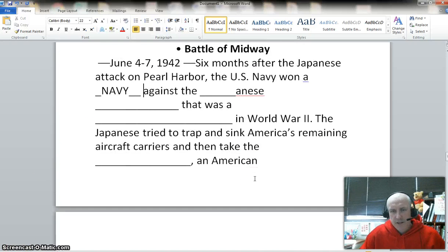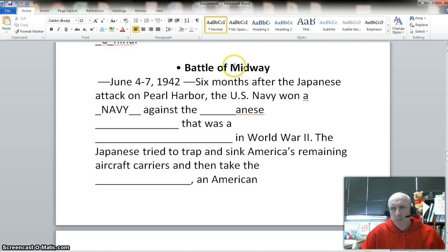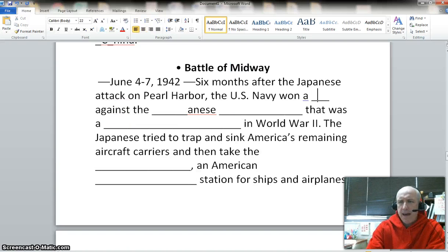All right, now we're going to look at our second major event. Yes, the Battle of Midway. Look at mid. It's going to be real important in remembering what Midway is all about. So here we go. June 4th through the 7th, 1942. Six months after the Japanese attack on Pearl Harbor, the U.S. Navy won a sea battle, it should say.